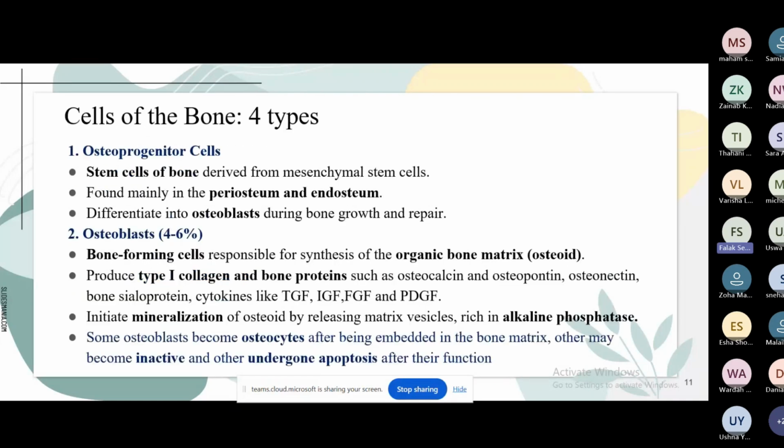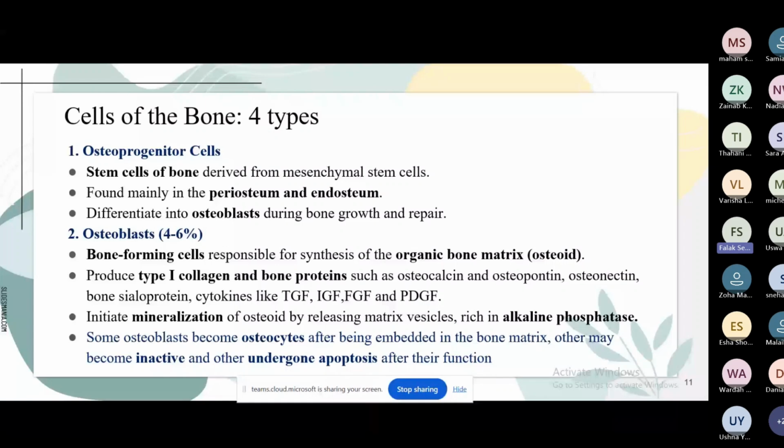So it's also important that you should know how many cell types are present in the bone. There are four important types. Number one is the osteoprogenitor cells. These are the stem cells of the bone, and they are derived from the mesenchymal stem cells. They are found primarily in the periosteum and the endosteum, and they differentiate into osteoblasts whenever there is bone growth and repair.